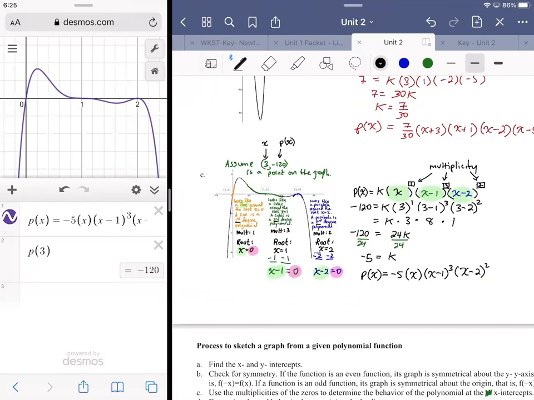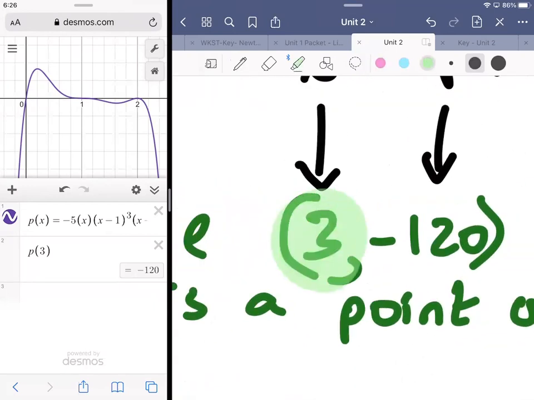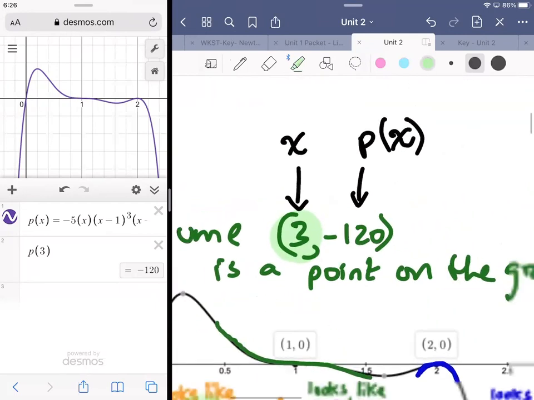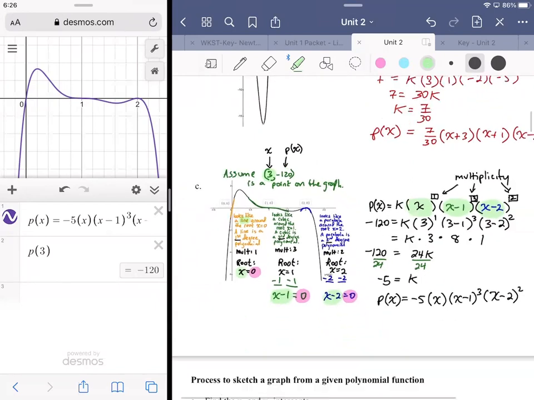I'm sorry to interrupt you. P of 3, when you type it into Desmos, I'm taking notes on that. Why 3? What made you pick the number 3? Because that's what they told us the coordinate was. Okay. They gave us the x value of 3. And it should equal -120 when you type it in. Exactamundo.